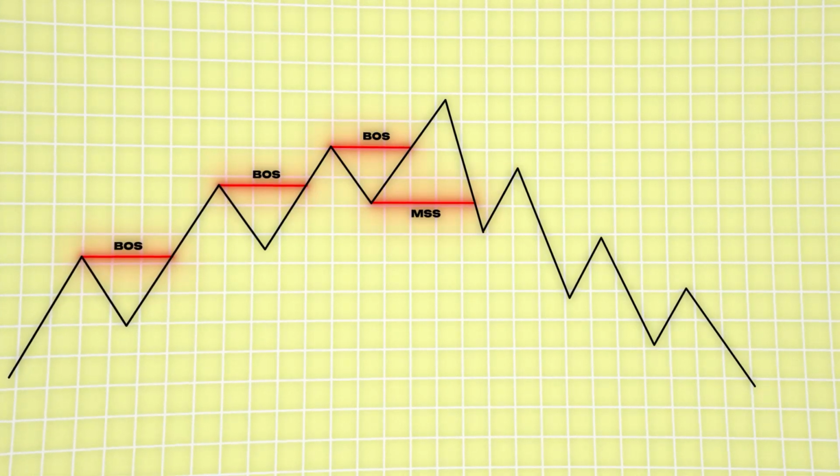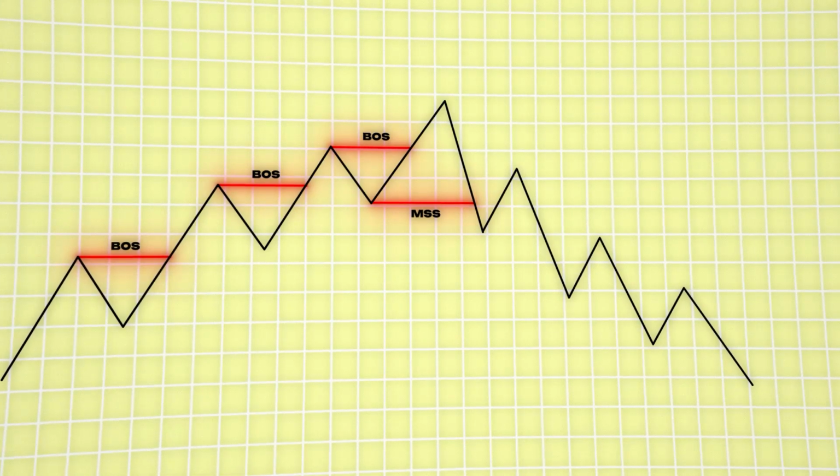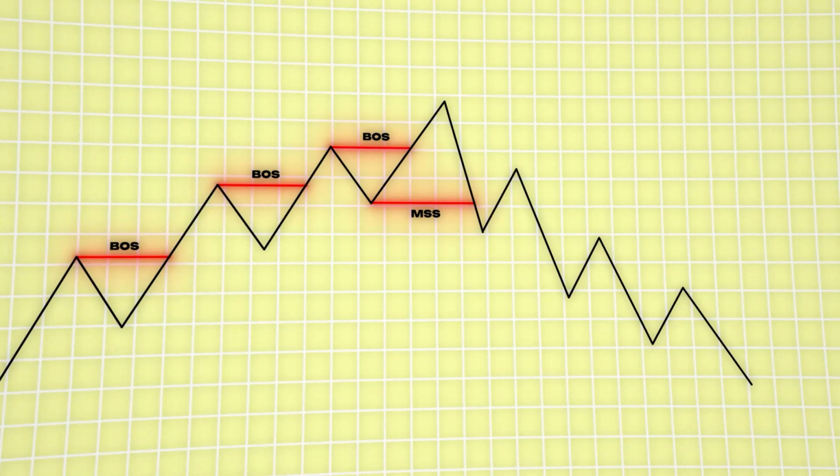And the third scenario is when the market confirms a reversal and we see a full trend change. But the key point here is that MSS itself is not an entry signal. It is not an execution point, it is an analysis point. And at the moment an MSS appears, you need to ask yourself several important questions.